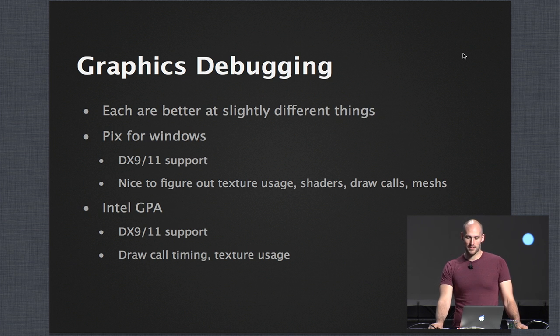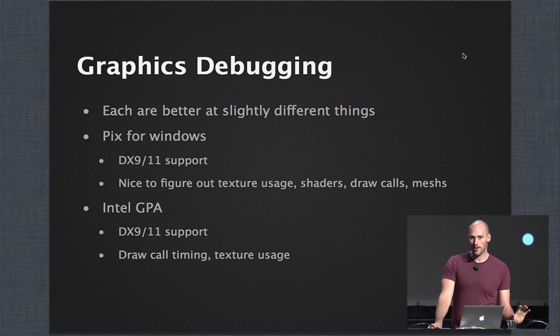Each one of these tools that I mentioned is better for figuring out different things. PIX for Windows is the oldest. It has DirectX 9 and DirectX 11 support, and it's good for figuring out your texture usage, your shaders, your draw calls, and exactly what's being rendered. Intel GPA is a graphics debugger provided by Intel, and it has DirectX 9 and 11 support, and it has much better tools for draw call timing, so you can figure out exactly how long things are taking to render, and texture usage and that kind of thing.